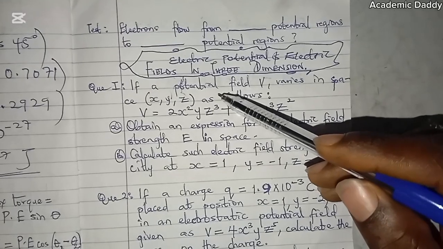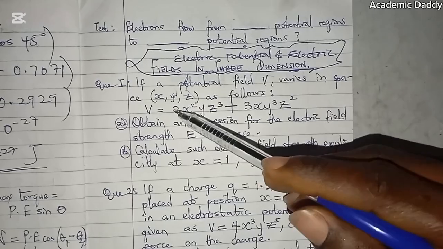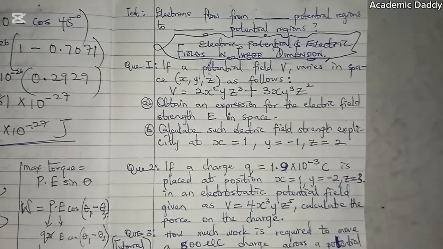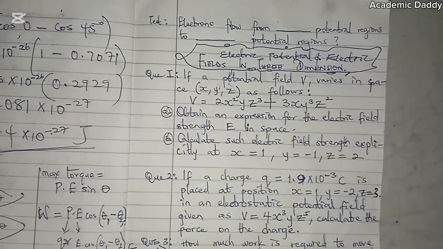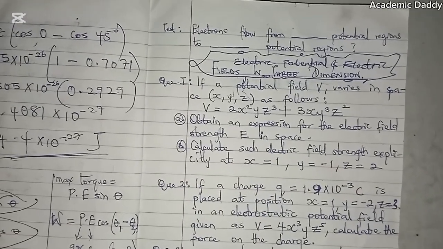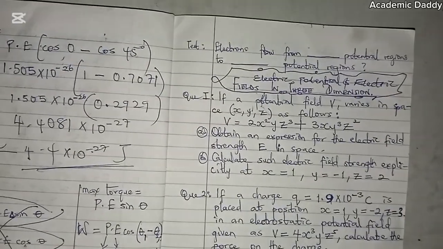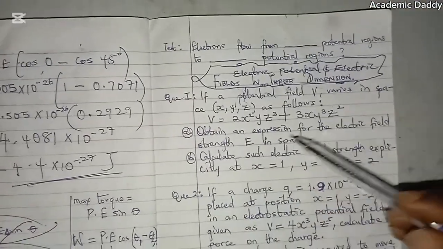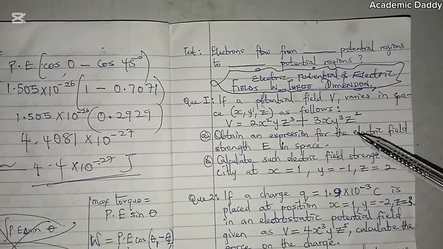The question says if the potential field V varies in space, x, y, z as follows. V means potential. I want to use potential, which can be the same thing as potential. I don't want to say potential difference. But you know that it means electric potential. So this is what we are given: 2x squared y z cubed plus 3xy cubed z squared.